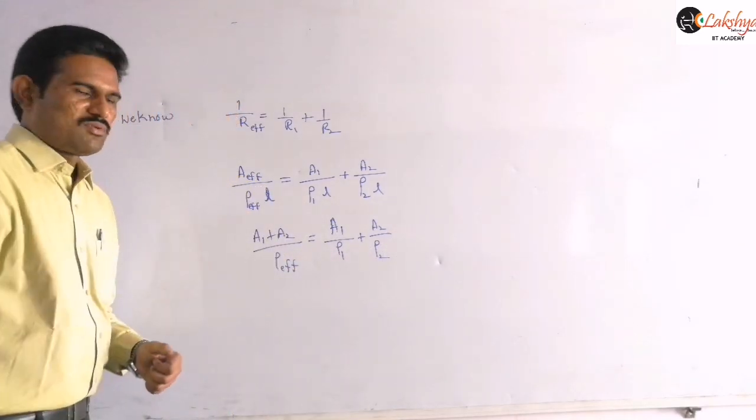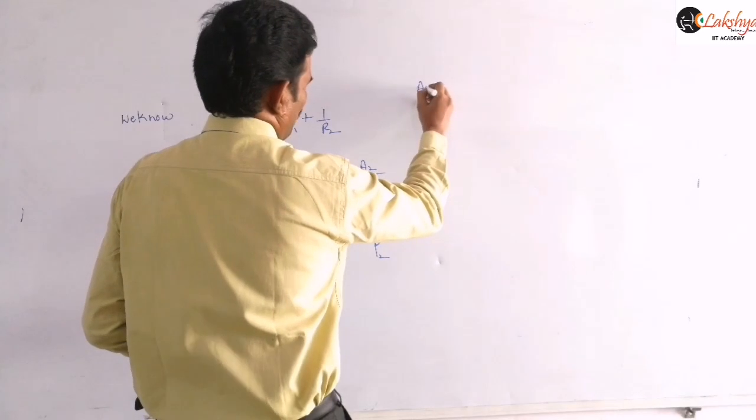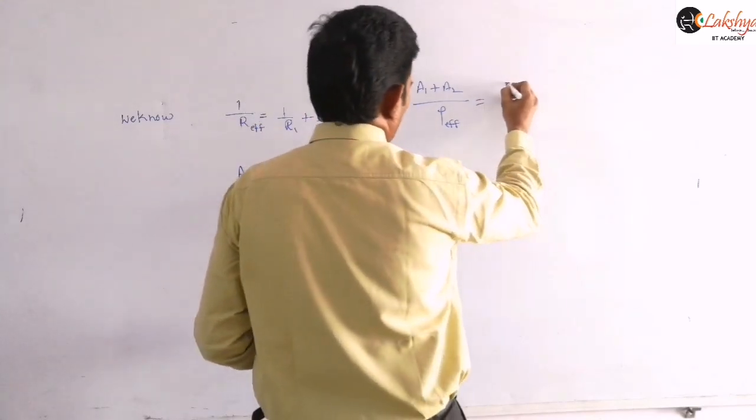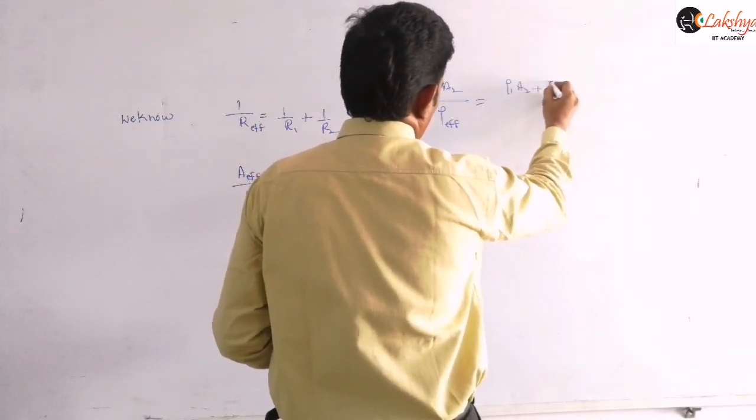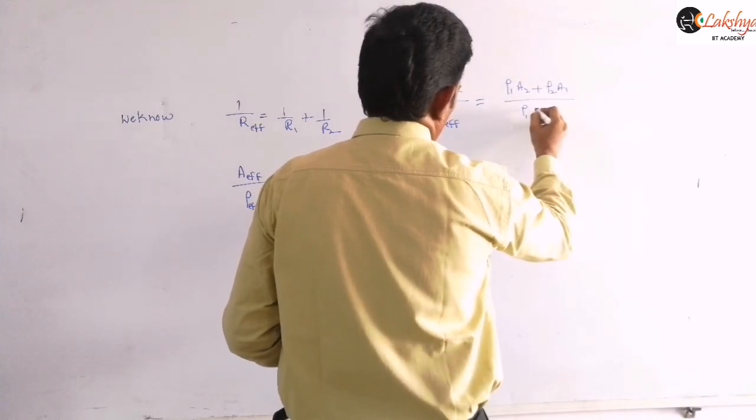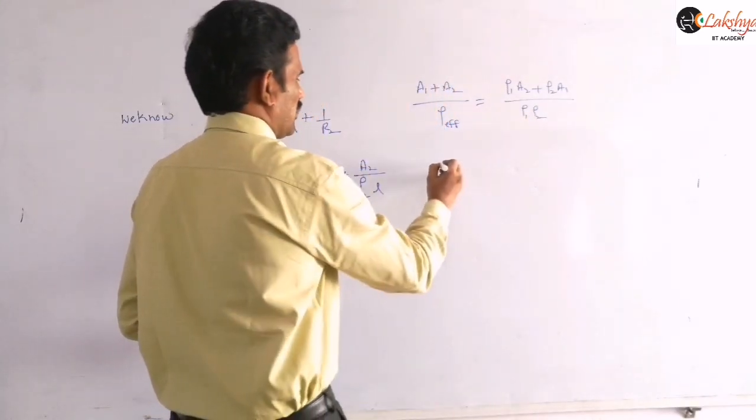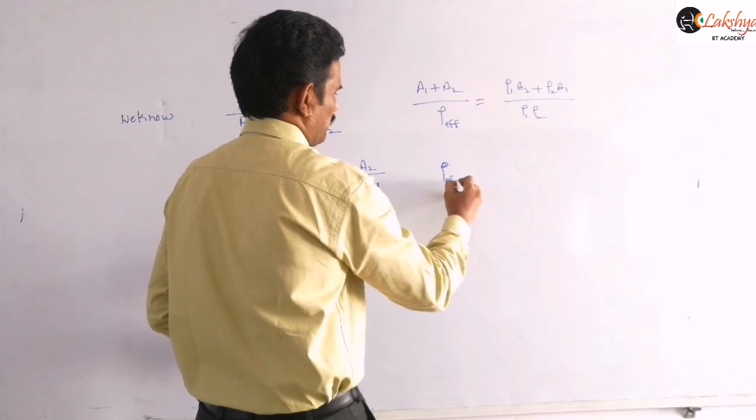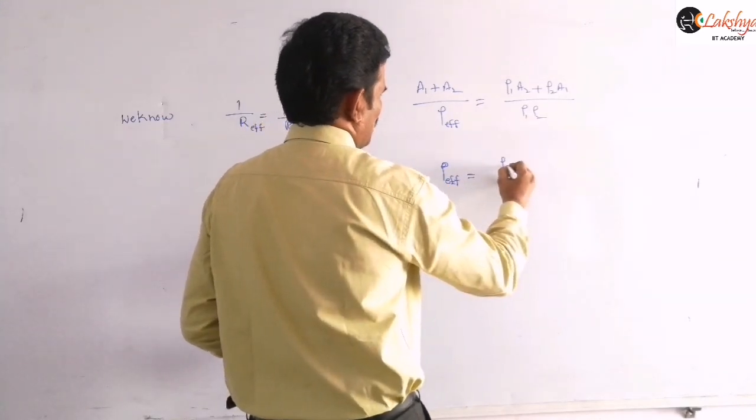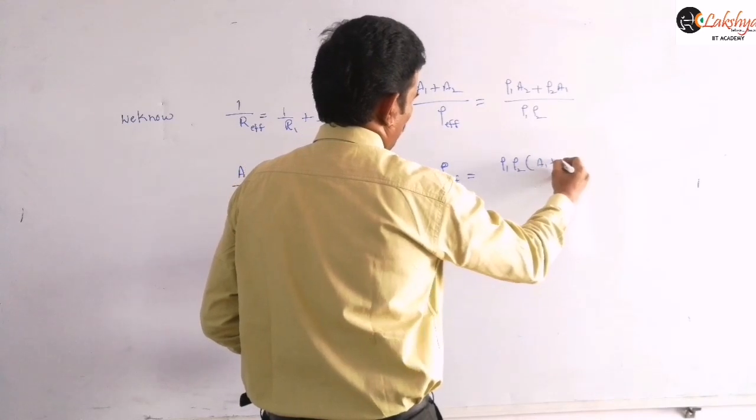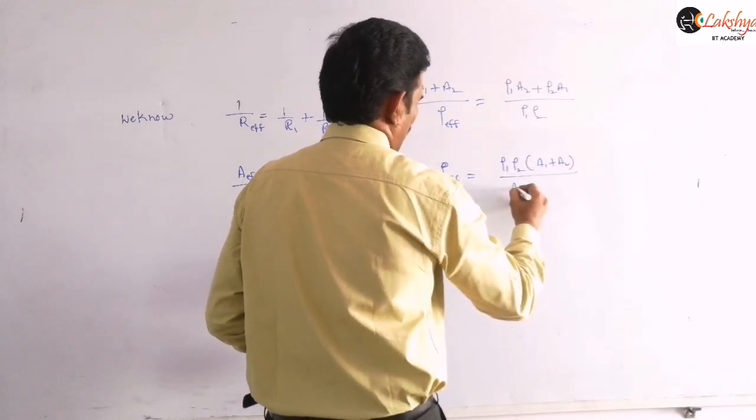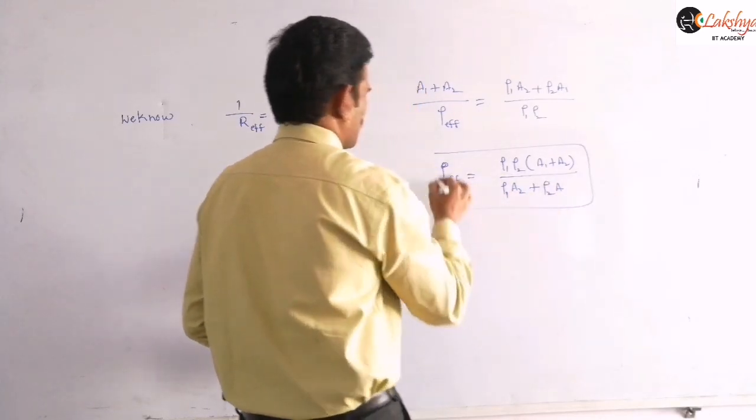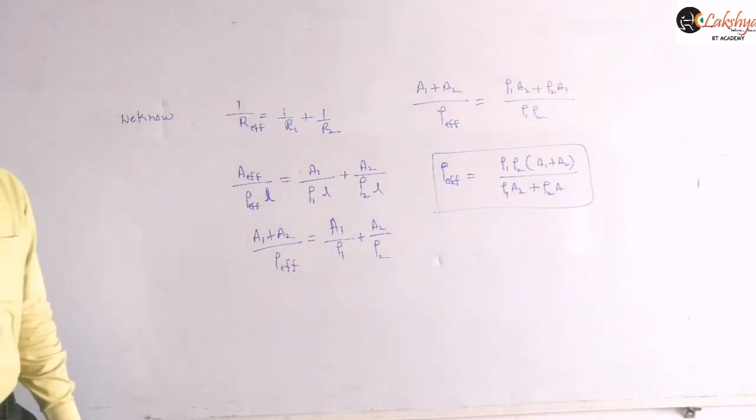You can take LCM and simplify this. So I can write A1 plus A2 by rho effective is equal to rho 1 A2 plus rho 2 A1 by rho 1 into rho 2, right? And therefore I can write rho effective is equal to rho 1 rho 2 into A1 plus A2 by rho 1 A2 plus rho 2 A1. So this is the general expression when two resistors are joined in parallel.